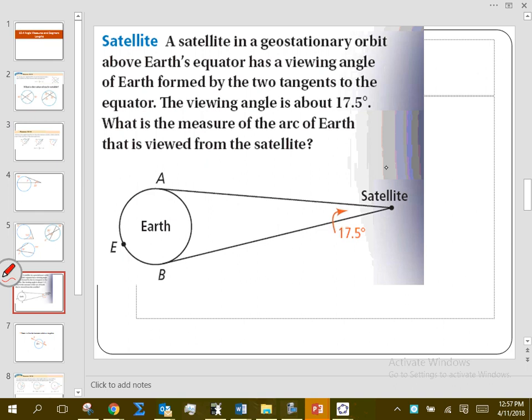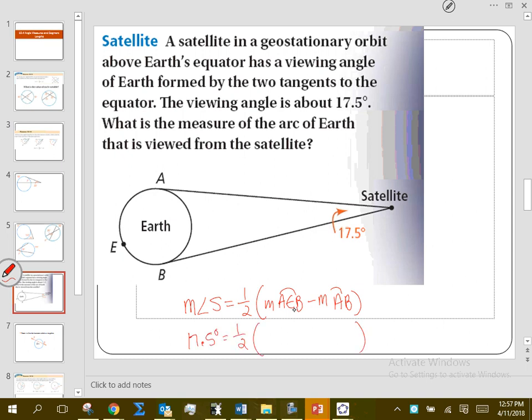So what this is saying is that it wants to know what is that arc length? What is the arc length, or measurement, that the satellite is able to see? Okay. Would you guys agree that if I call this measure of angle S for satellite, it is equal to 1/2 arc AEB, so that's the arc in the back, minus the arc in the front, arc AB? Does that make sense, everybody? Now, throughout this problem, all you know is that S is 17.5 degrees.